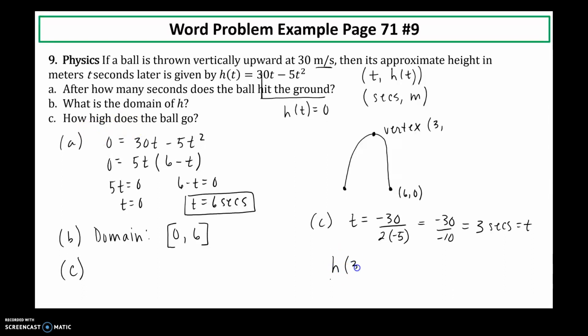Then we got to take that 3 and plug it back into our original function. So 30 times 3 minus 5 times 3 squared. So I get 90 minus, 3 squared is 9, 9 times 5 is 45. So its maximum height is 45 meters. So that would be the actual answer to part C.